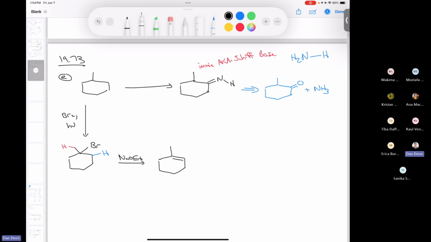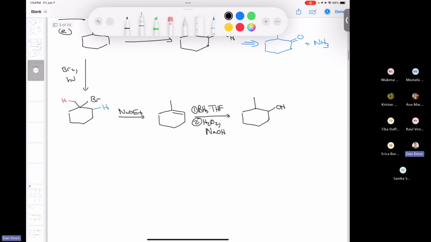Let's see here. So now if we want to add the hydroxyl group over here, we're going to have to do an anti-Markovnikov addition of water. So step 1 is borane and THF. Step 2 is going to be hydrogen peroxide and sodium hydroxide. And that gives us this compound, so the alcohol, like this.